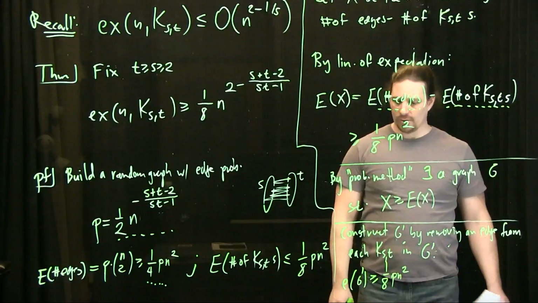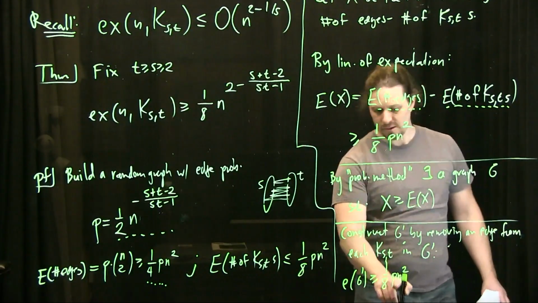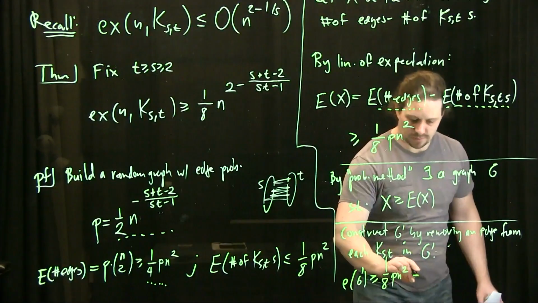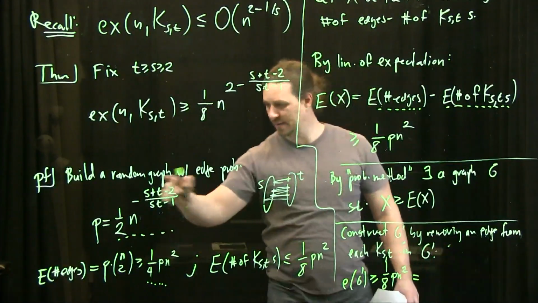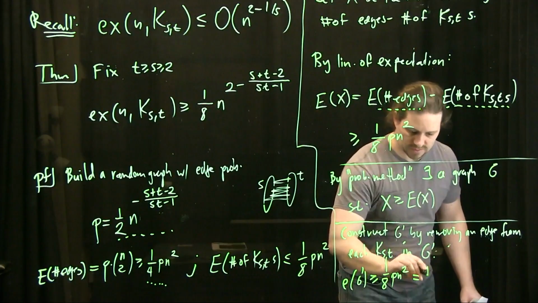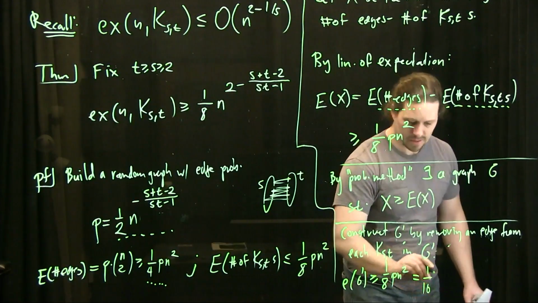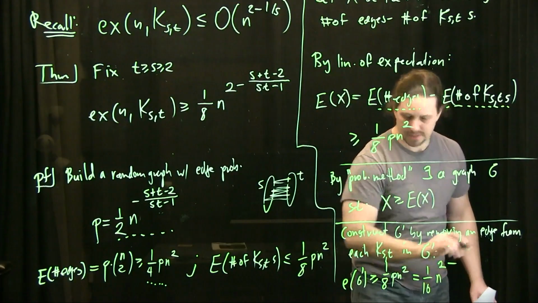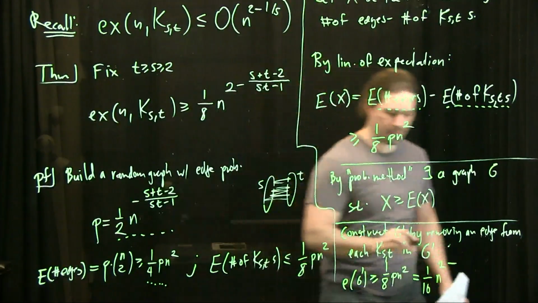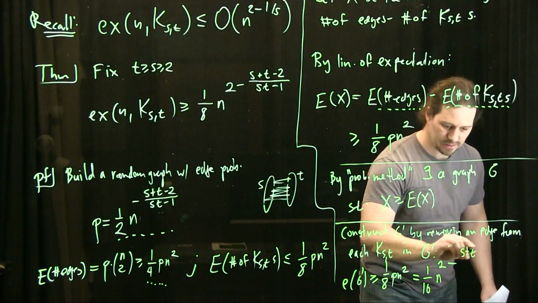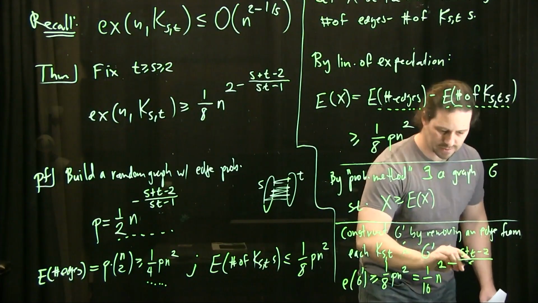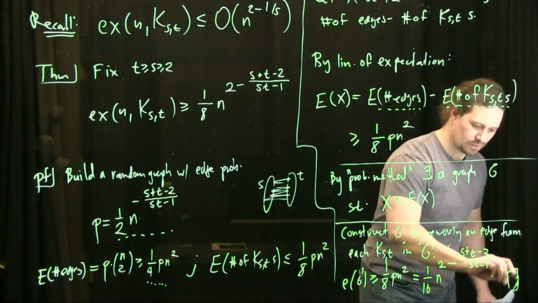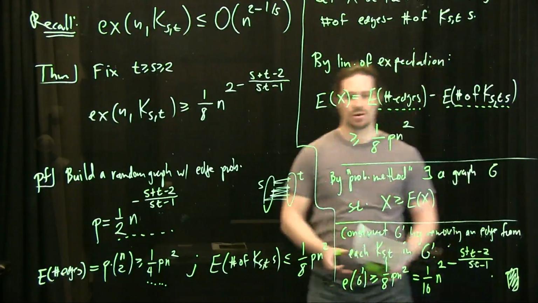Okay? And now, if you plug in for p, this exponent here, what do you get? Well, p is 1/2 n to the that. So that's where my 1/16 comes from in the statement of the theorem. And then for n, what is the exponent? It's 2 from there minus this business here: (s + t - 2) over (st - 1). And that's the end of the proof. Okay? All right, so I hope that makes sense.